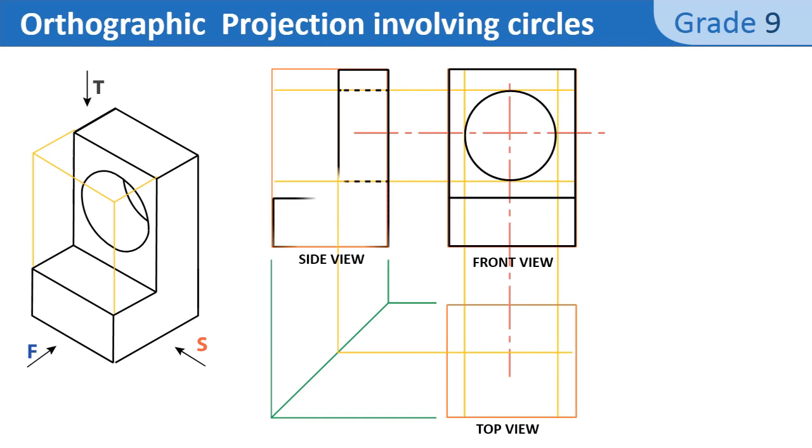Last step, I draw the top view. As you can see, there's nothing to measure here. I have just to draw the outlines by using the projection lines. It's completed now. You can see I used different colors so that you can clearly differentiate between outlines, center line, projection lines, and miter lines.